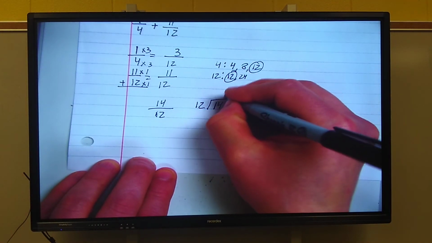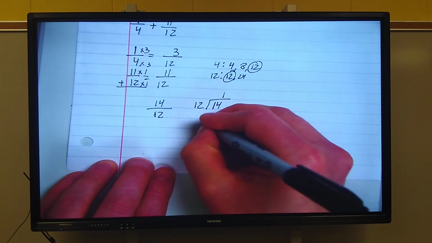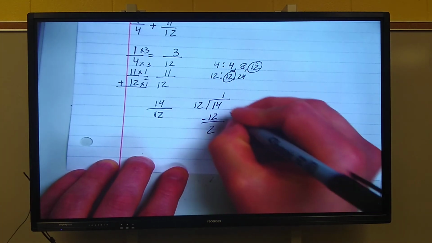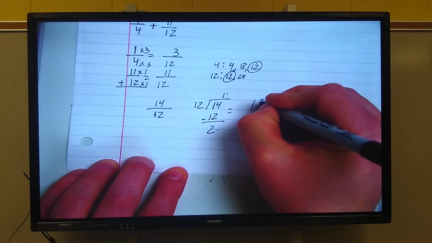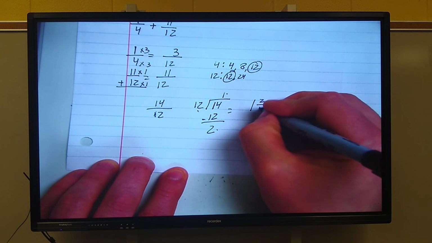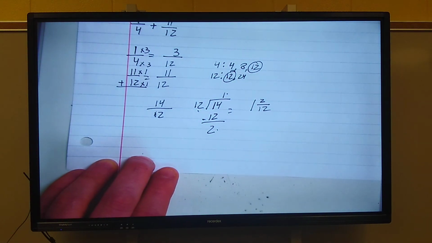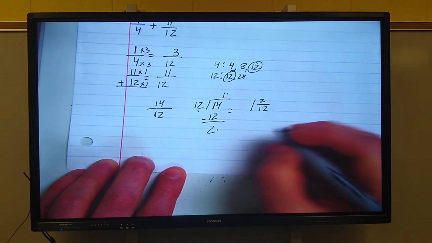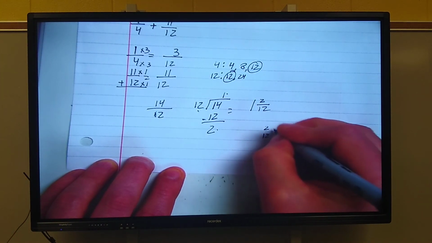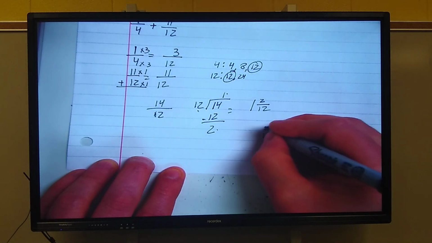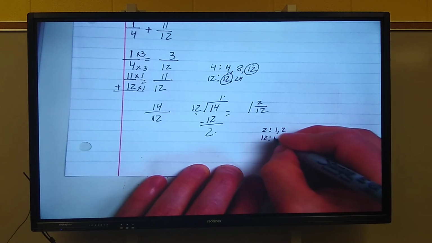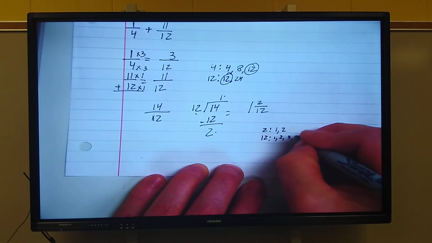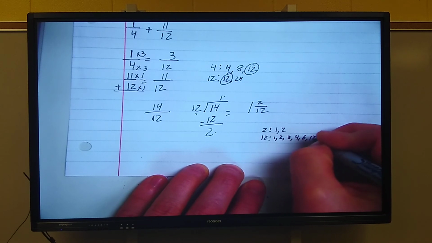12 going into 14, 1 time. 1 times 12 is 12. 14 minus 12 is 2. My whole number is 1. My numerator is 2. My denominator is 12. Now I have to ask myself the second important question, is this in simplest form? Take both numerator and denominator and find the factors. The factors of 2 are 1 and 2. The factors of 12 are 1, 2, 3, 4, 6, and 12.